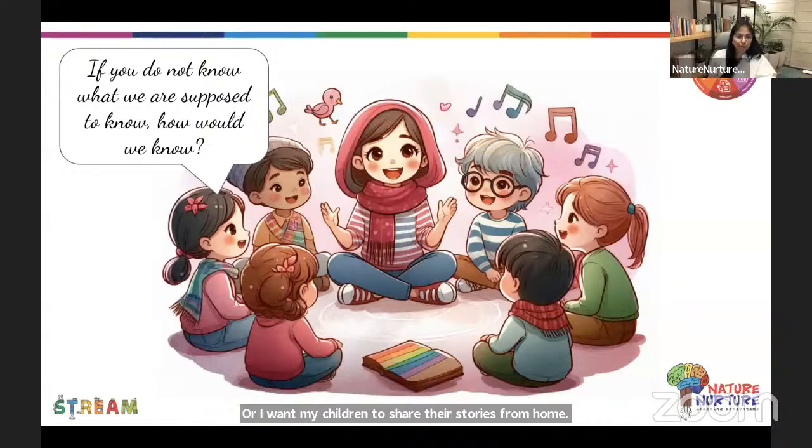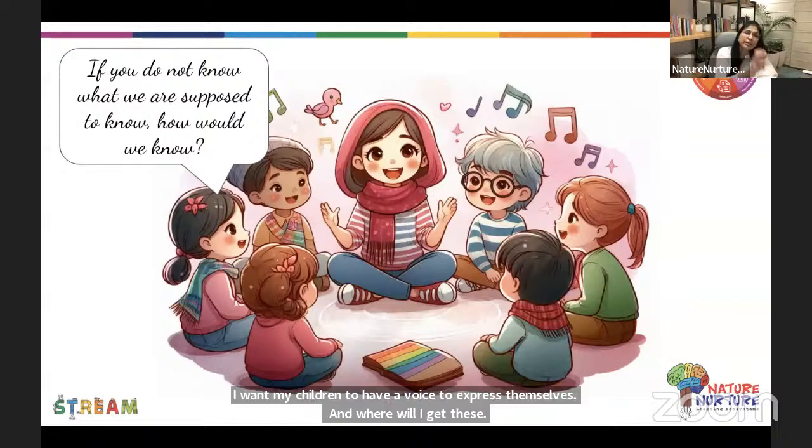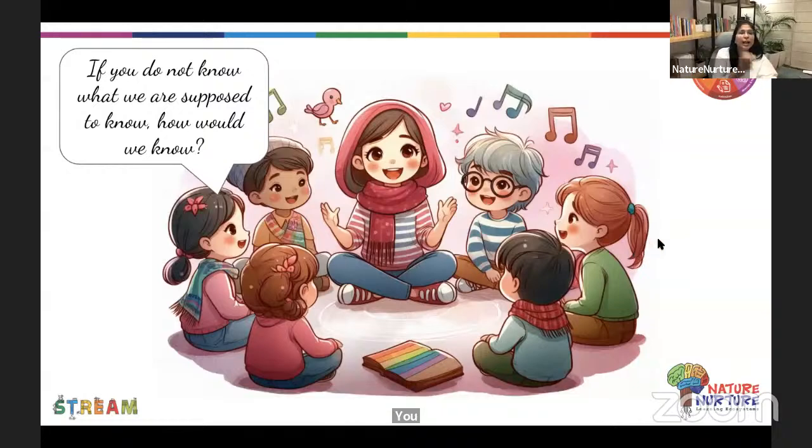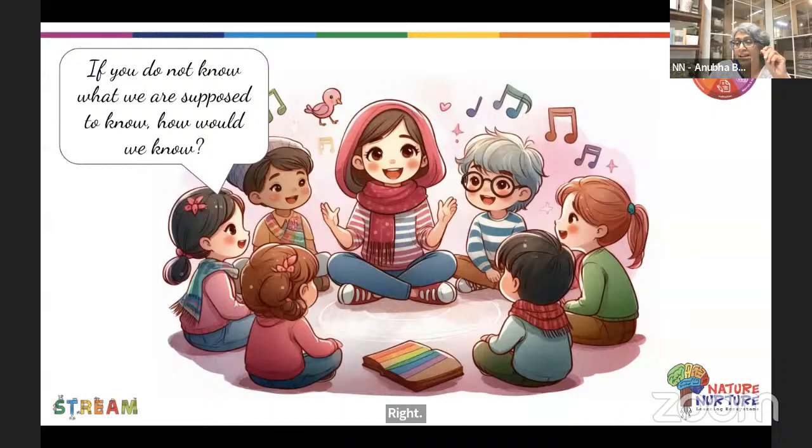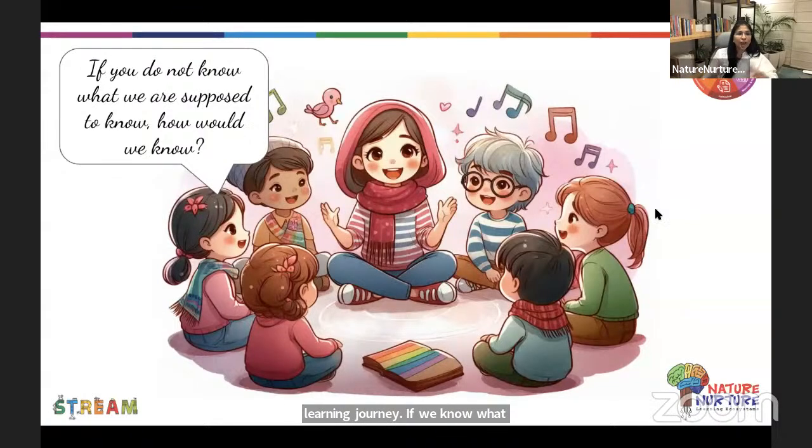I may not be able to steer through the discussion appropriately. So I want my children to have a voice, to express themselves. And where will I get these goals? I will get these goals in the learning outcomes specific to that unit and specific to those weeks, right? So, ma'am, the learning goals are like the compass. They show us the way. They tell us what to do, which road to go down. And I think they also help us create an understanding of the learning journey if we know what the goals are. Right, Anubha, we have a map, but we do not know where to go.